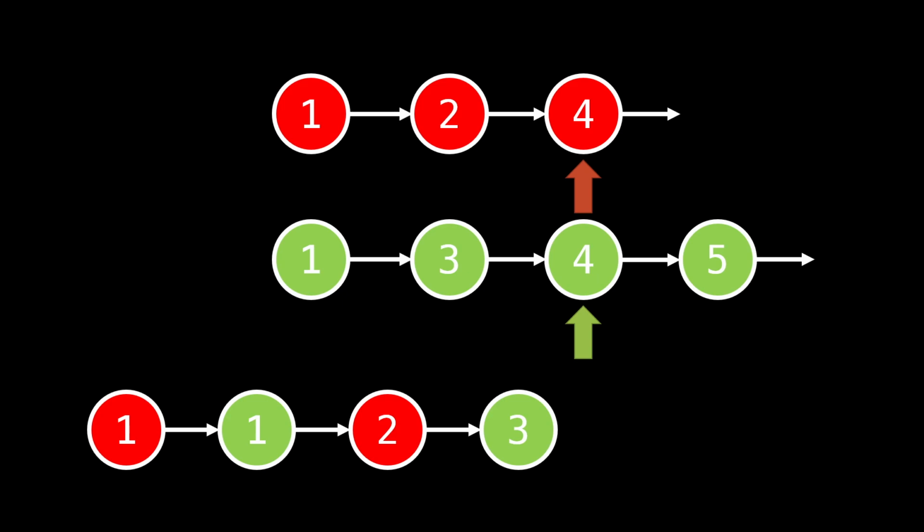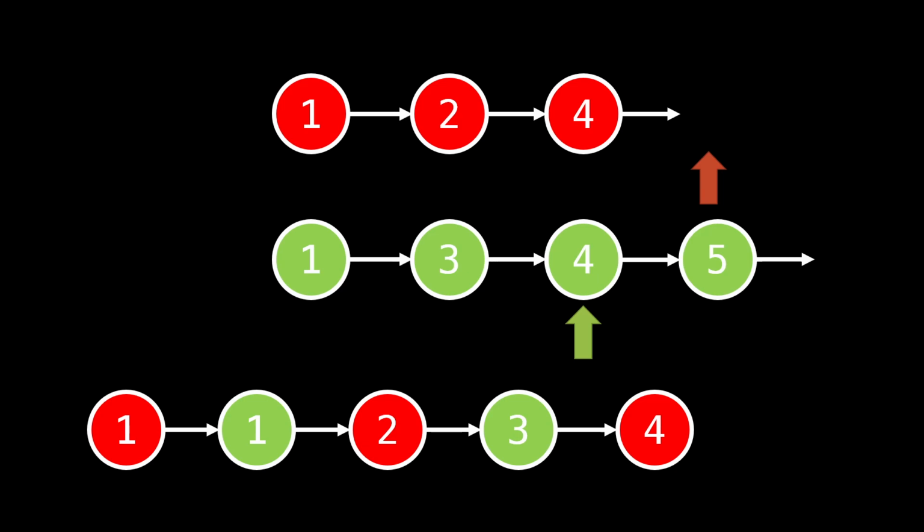Between 4 and 4, we arbitrarily pick one. In our implementation, let's just say we always pick the first one. So we're going to pick the first one, move the pointer ahead, and notice that one of our pointers is actually now in the null space. So it's pointing to a null pointer, or it's a null pointer now.